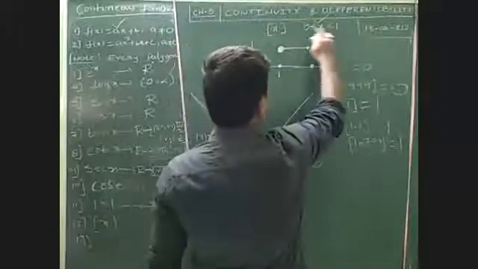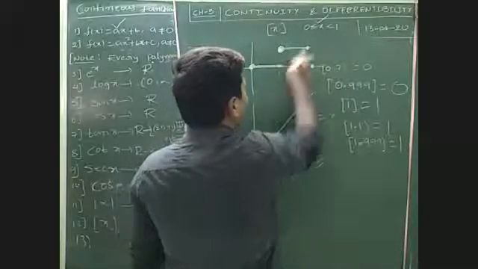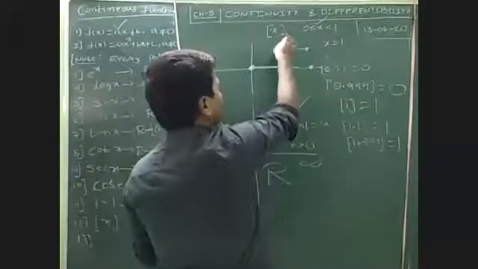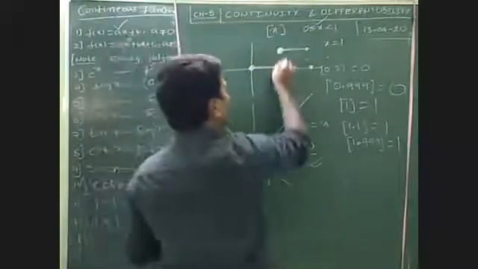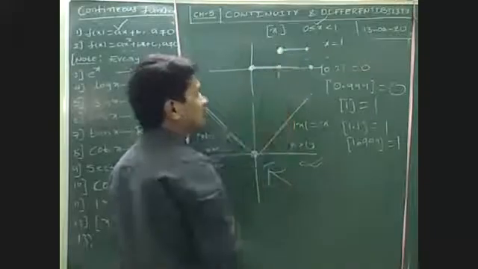Continuous between these two values. You can take any value, there is no gap. But again, if we take x equal to 1, it will be jumping. The graph again starts here. At x equal to 1, again the graph will be jumping here. There will be a gap. So it is not continuous at x equal to 1.